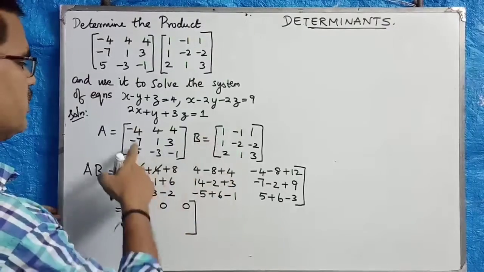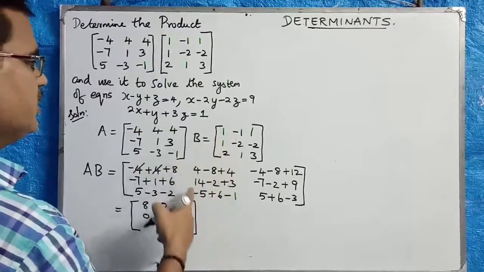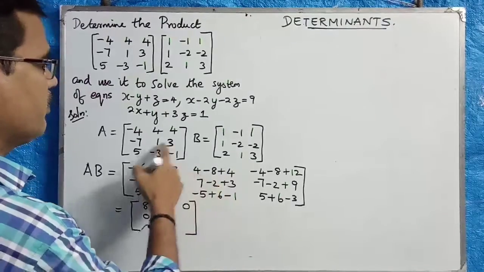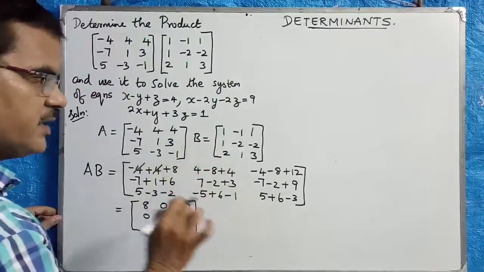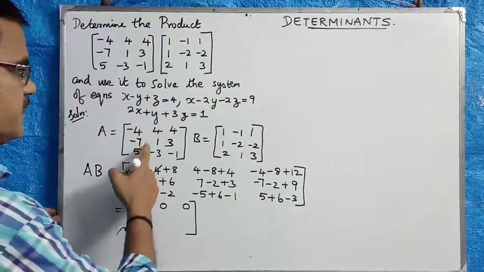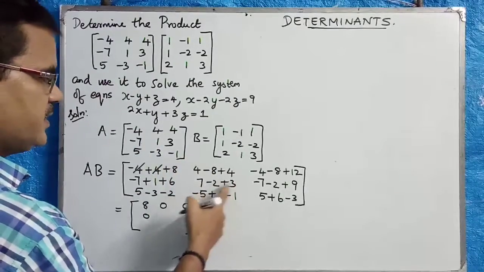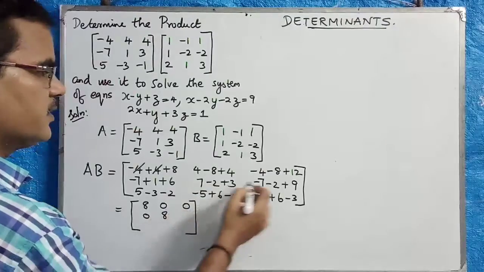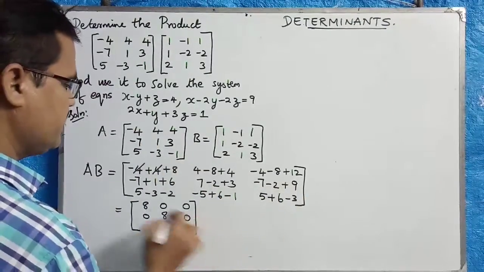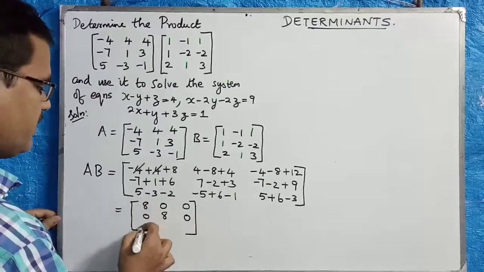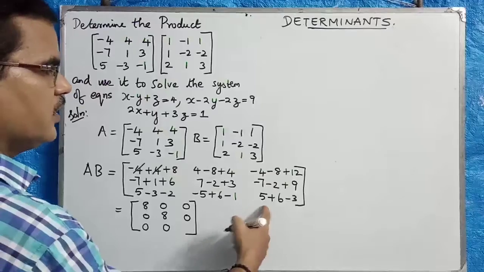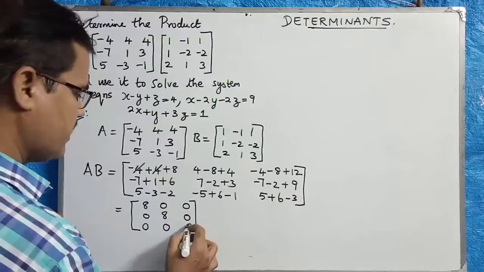So second row, second column. Minus 7 into minus 1 is plus 7. Minus 2 and plus 3. Very easily you can identify because it will be in the format of an identity matrix. So 7 plus 3, 10 minus 2 is 8. The last one, minus 7, minus 9 plus 9 is 0. So 5 minus 5 is 0. Minus 6 plus 6 is 0. 11 minus 3 is 8.